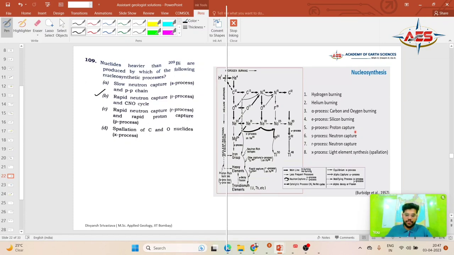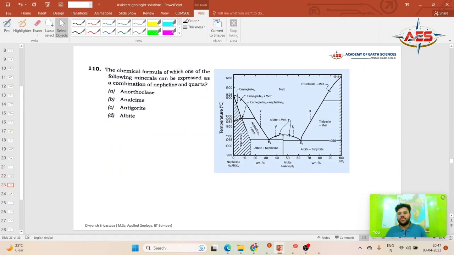Then we move up to the next question, 110. The chemical formula of which of the following minerals can be expressed as a combination of nepheline and quartz? We know one is silica, second is a feldspathoid. If you combine both, what will be formed? A feldspar will be formed.